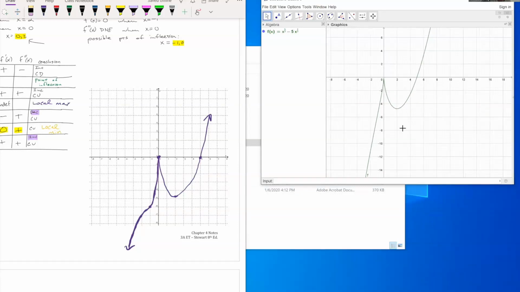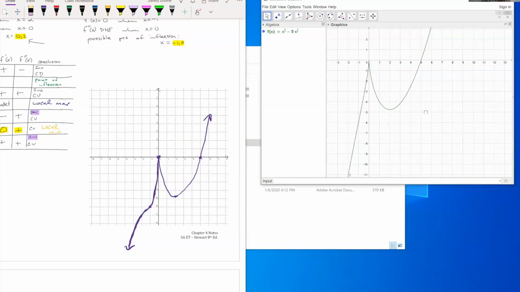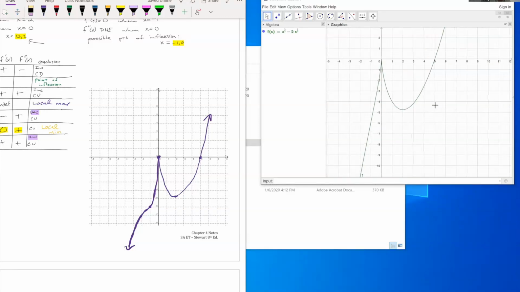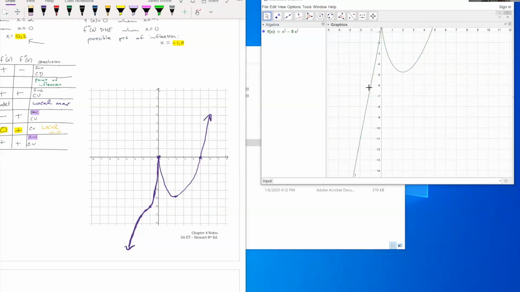That's the graph. Now you can clearly see that we have a local max at 0, 0. You can clearly see that we have a local min here at 2, negative 4.8. You can see the y-intercept. It's not as clear seeing that this changes from concave up to concave down here. That was at the point, what was that point? That point was -1, -6. So -1, -6. That's the point where it switches from concave up to concave down.